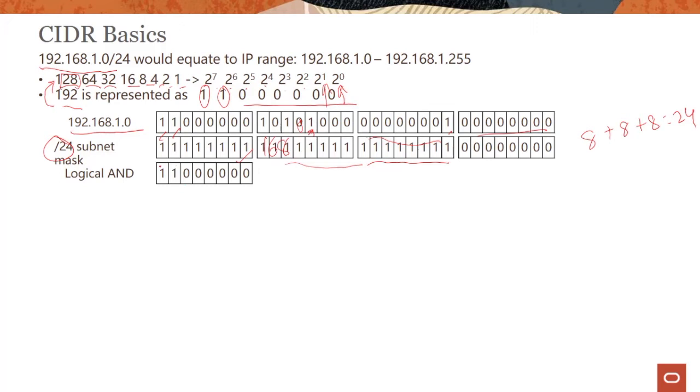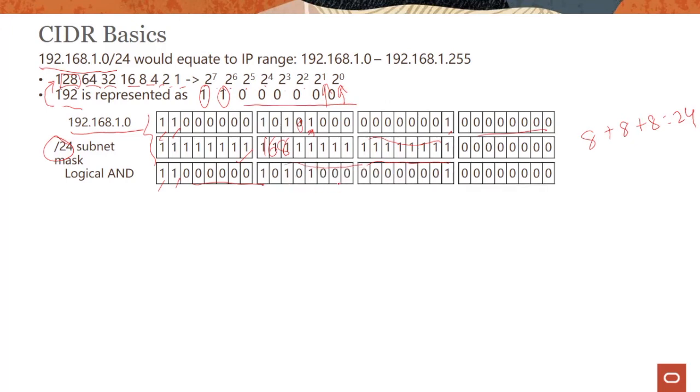So if you do a logical AND between these guys here, 1 and 1 is definitely 1, 1 and 1 is 1, rest everything is 0, because 0 and 1 is 0, 0 and 0 is 0, 0 and 1 is 0, and so on and so forth, right? You do the same thing again, you get again these bits here, and so on and so forth. So the idea is, now you got this, you do a logical AND here, and this is the range you get.